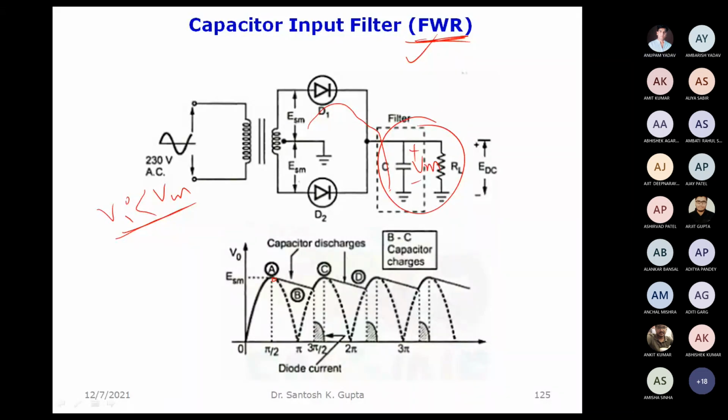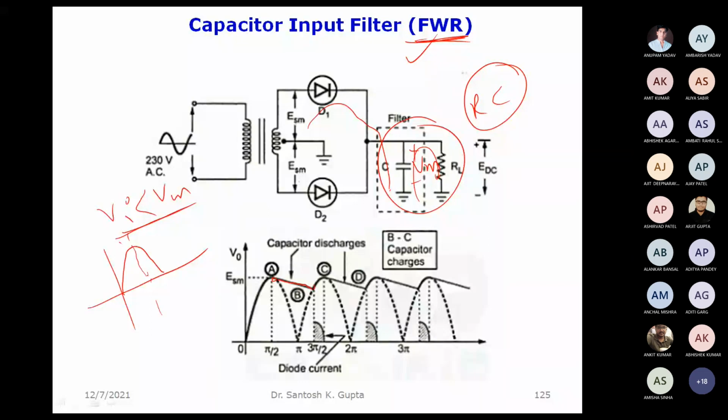So because of this reason, the diodes D1 and D2 will be off here, and the capacitor will discharge through this load resistance RL, and we can again make the RC large enough so that the discharging is slow.